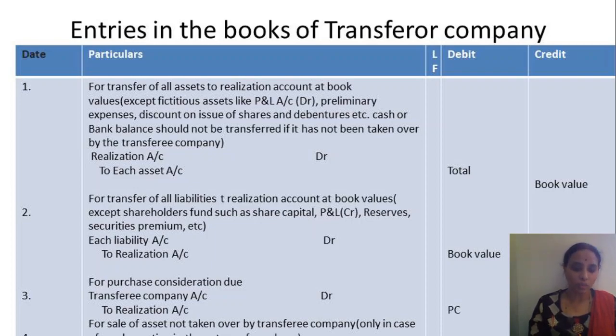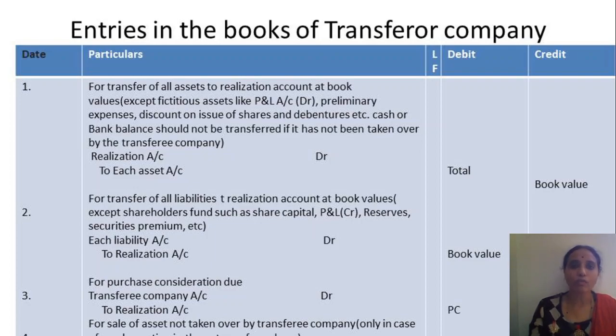Then the third one is for purchase consideration due. So we told that the price to be paid by the transferee company to the transferor company. In that case, the purchase consideration has to be calculated using the different methods. So after calculating the purchase consideration, the due of purchase consideration entry has to be made. Who has to pay? Transferee company has to pay. To whom? Transferor company.